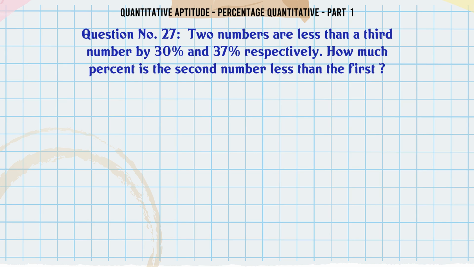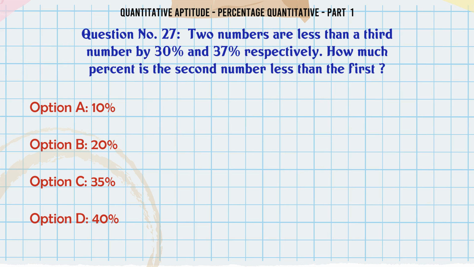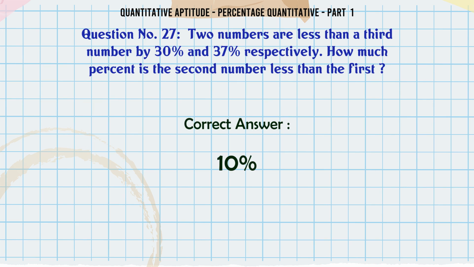Two numbers are less than a third number by 30% and 37% respectively. How much percent is the second number less than the first? A. 10%, B. 20%, C. 35%, D. 40%. The correct answer is 10%.